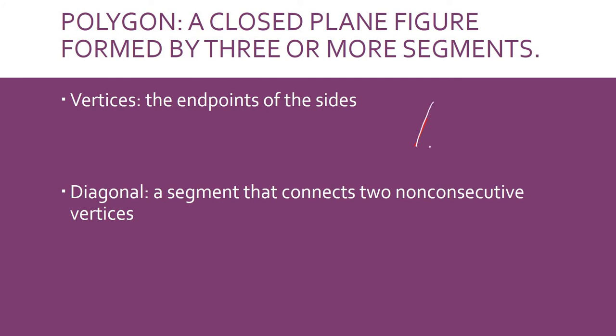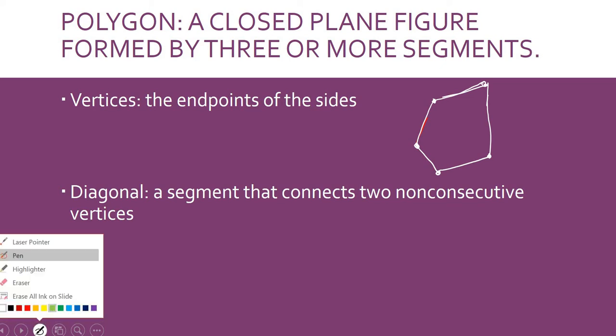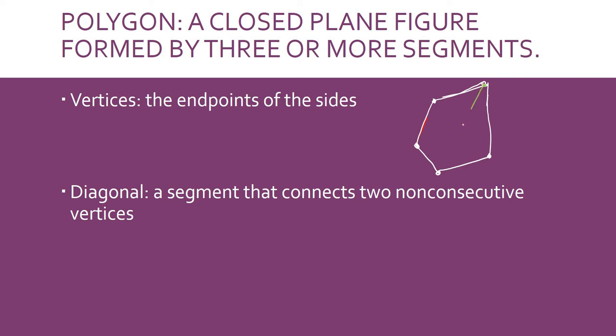So any polygon has segments that join together, and there can be as many as you want. This would have 5. The endpoints of each side, the dots that I'm putting in right now, are the vertices. The diagonal is a segment that connects 2 non-consecutive vertices. So I've drawn the sides in white, the vertices I've put dots. The diagonals connect 2 non-adjacent vertices, so those would be diagonals.